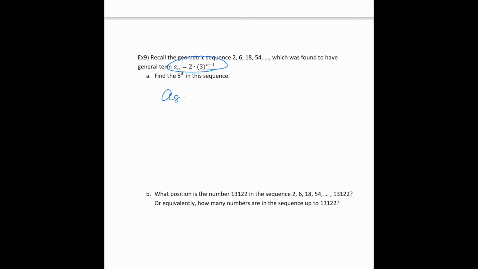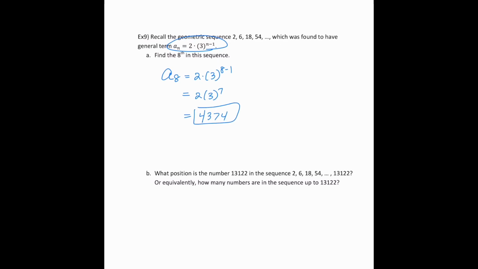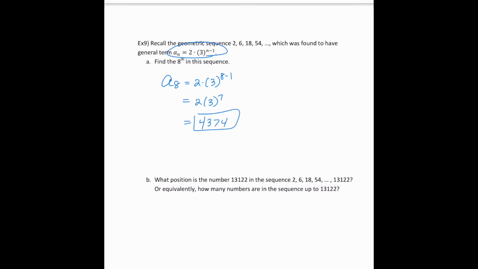So a sub 8 is 2 times 3 to the 8 minus 1. So it's 3 to the 7th power. So we got 2 times 3 to the 7th power. Then I got 4,374.